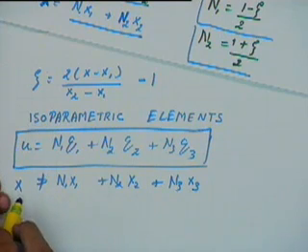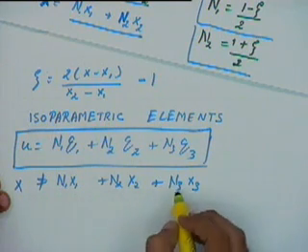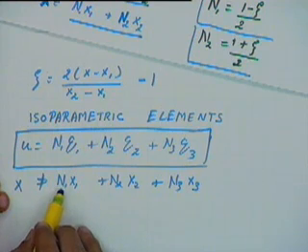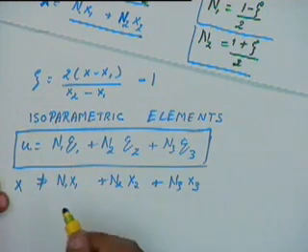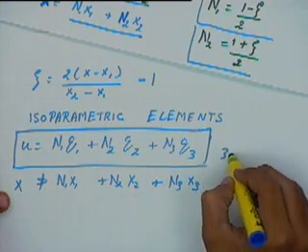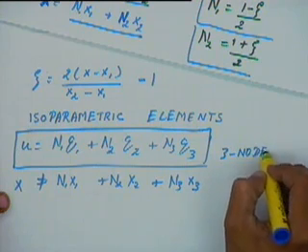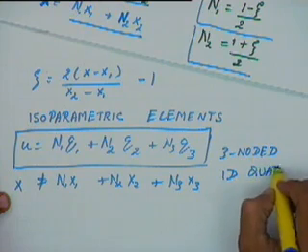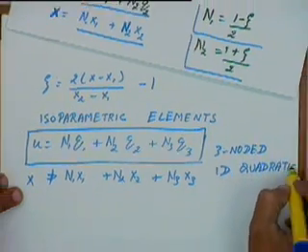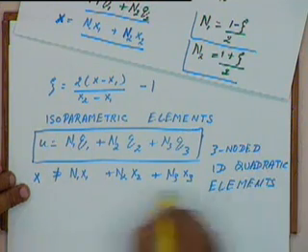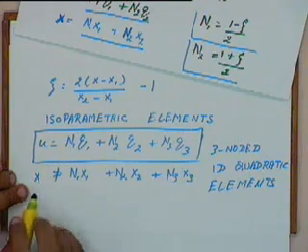Okay, that should be quite obvious, because n1, n2 and n3 are going to be quadratic, and zeta will be defined in a linear manner. Zeta will be varying linearly along the length of the element. So this relationship will not be true for 3 noded 1D elements, 1D quadratic elements. Okay, so these elements are not isoparametric.